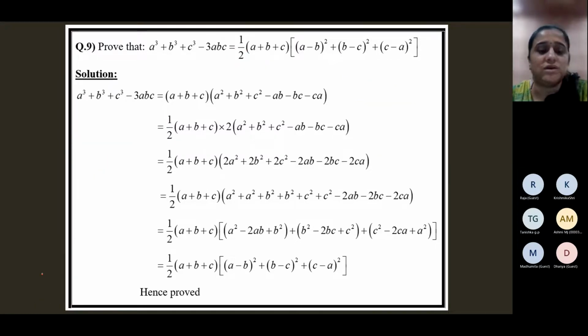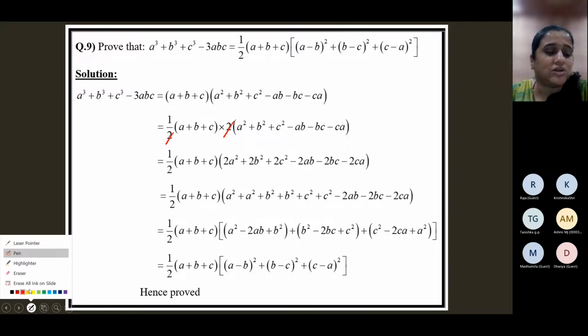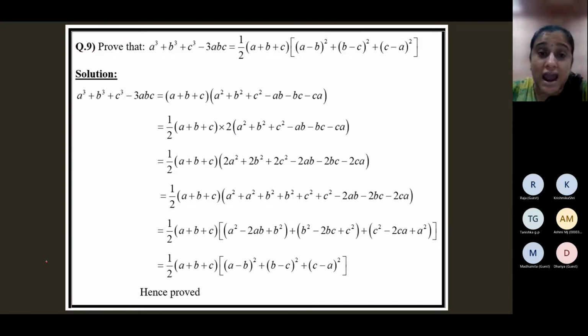That's what we're going to do here. We're going to multiply by half and 2. So 2 and 2 get cancelled, and you're not changing the value of the expression. When you multiply by 1, you're not changing the value. If you add 1 or subtract 1, you are changing it. You're multiplying by 1, so you'll get the same answer. 5 into 1 is 5.